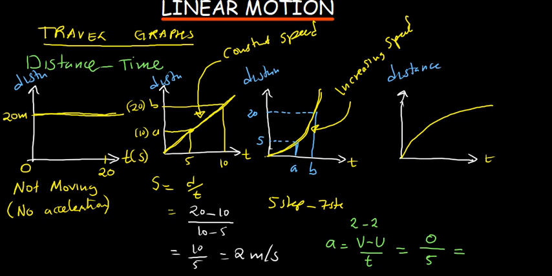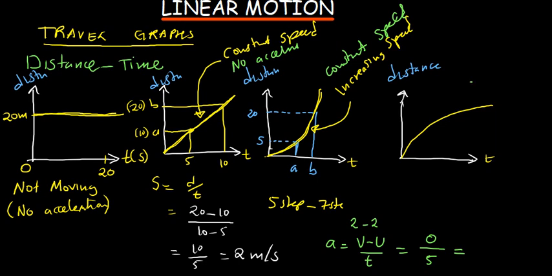So for this graph, when you have got constant speed, it means you have got no acceleration. So this region represents no acceleration. But for this other one, where you have got increasing speed, you have got constant acceleration or increasing acceleration, depending on the way the graph is.